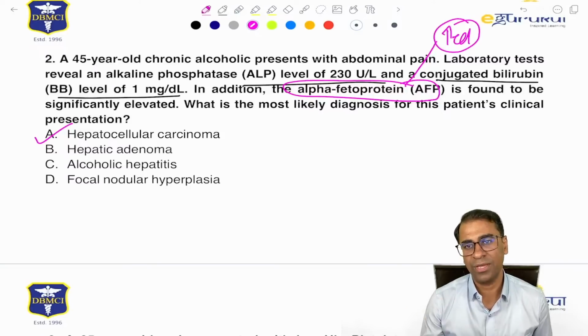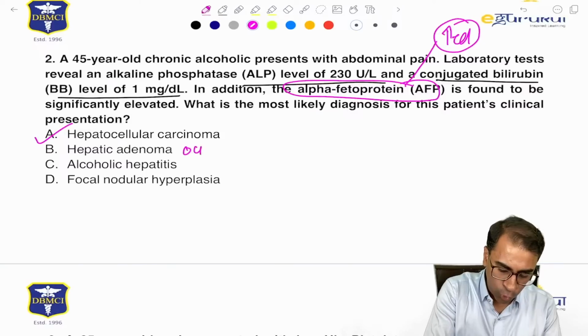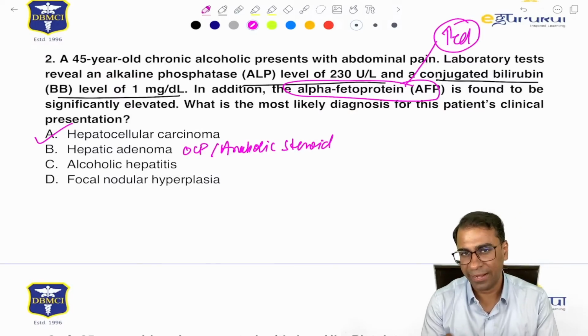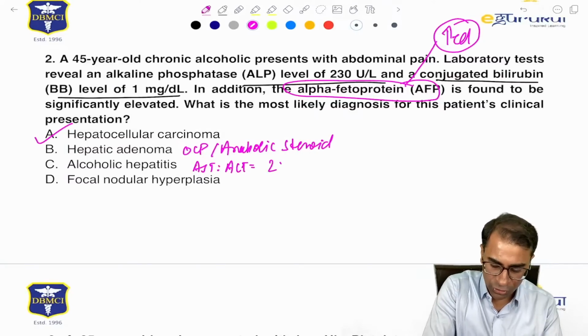So what they can ask you here is, first of all, what would you see in hepatic adenoma? In adenoma, you'll see either an OCP history, or you can get a history of anabolic corticosteroid. That's one history you'll get. About alcoholic hepatitis, they can ask you about the AST to ALT ratio, which is around 2 to 3 is to 1.